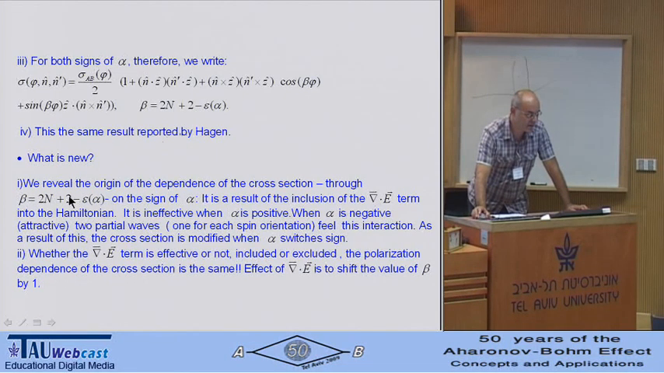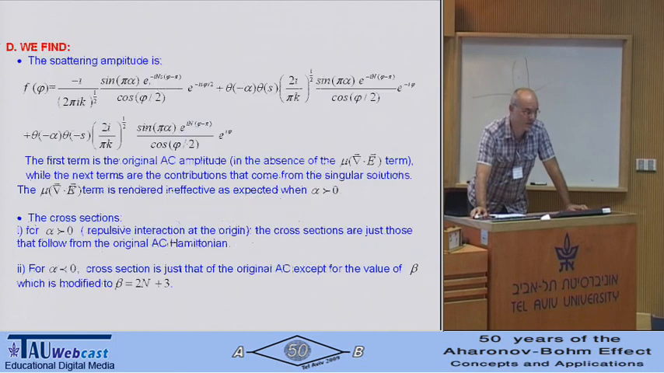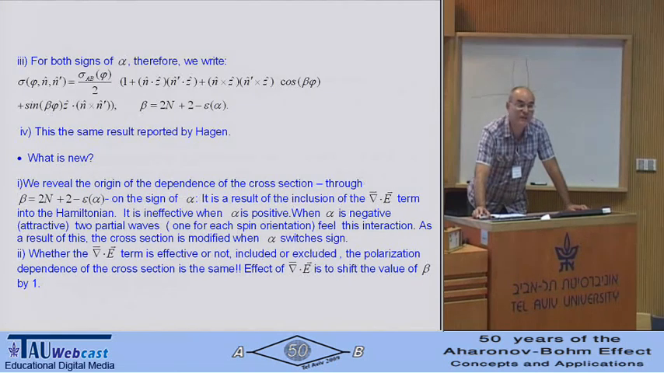The new thing is that the origin of this dependence on the sign of alpha is clarified. It's simply because this additional contribution to the original amplitude comes in when alpha is negative. That is, the interaction is attractive. For positive alpha, whether you include the div E term or do not include it, you get the same result. So it has no effect, which is physically plausible.